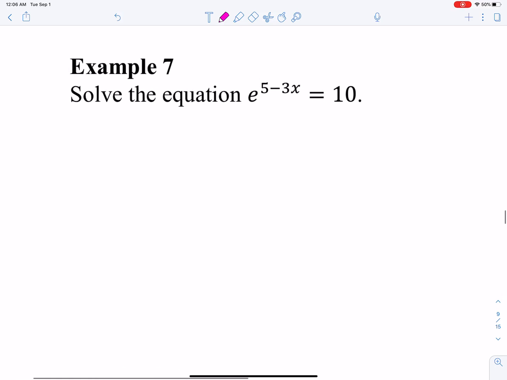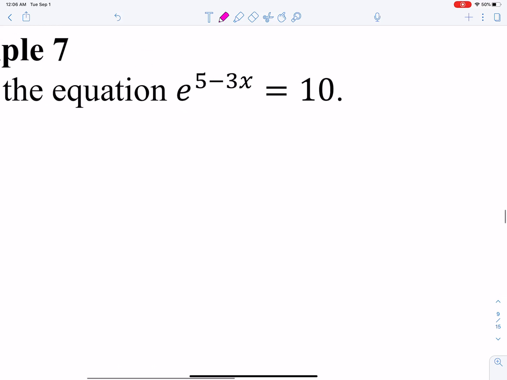All right, so here we go. We're going to solve this equation. In other words, we're going to isolate x. So here we go. We got e to the power of 5 minus 3x equals 10. Whenever you see an e as a base, especially with an exponent, natural log becomes your best friend. Remember this? If you natural log both sides of the equation, then we get to use natural log rules.